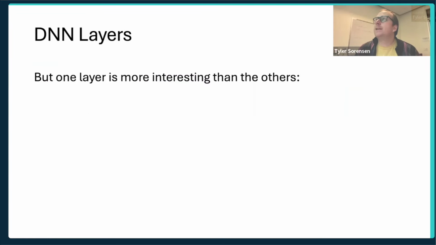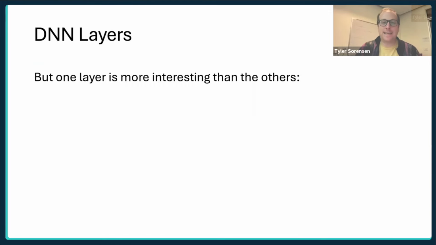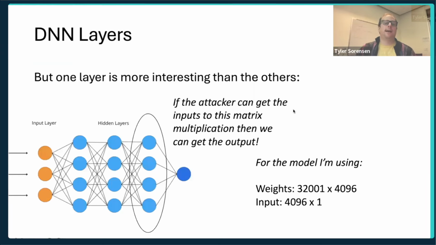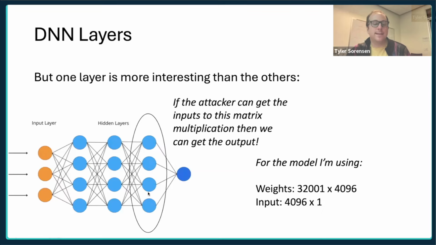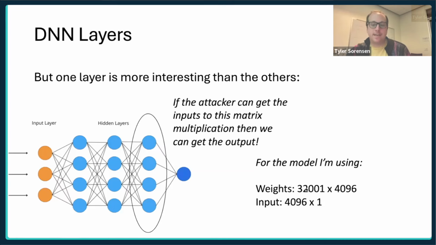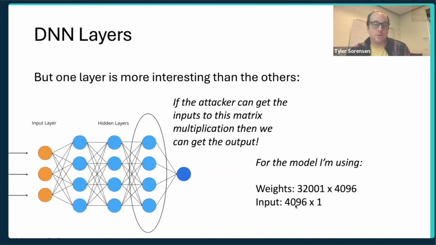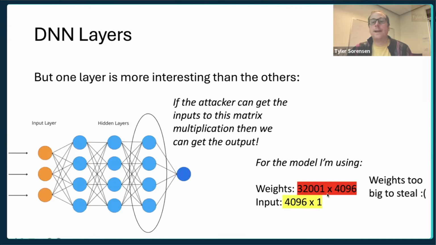When we actually complete this attack, one layer is more interesting than the others, and you might be able to guess which layer that is. It's the output layer. If the attacker can get the inputs to this matrix multiplication, then we can get the output. The model I'm using was one of these from Hugging Face, I think a 7 billion parameter one. The weights at the output layer have this dimension, 32K by 4K, but the input is just 4K. The weights are too big to steal.